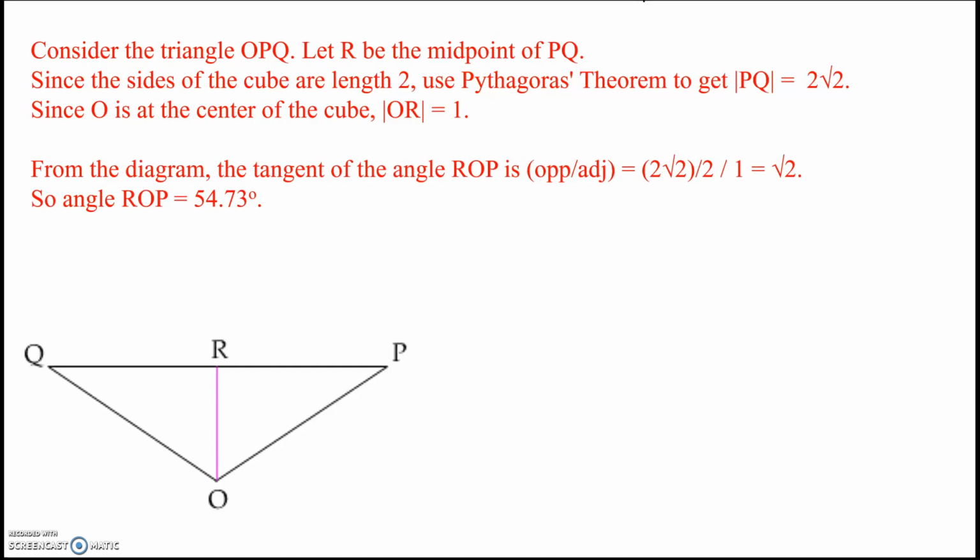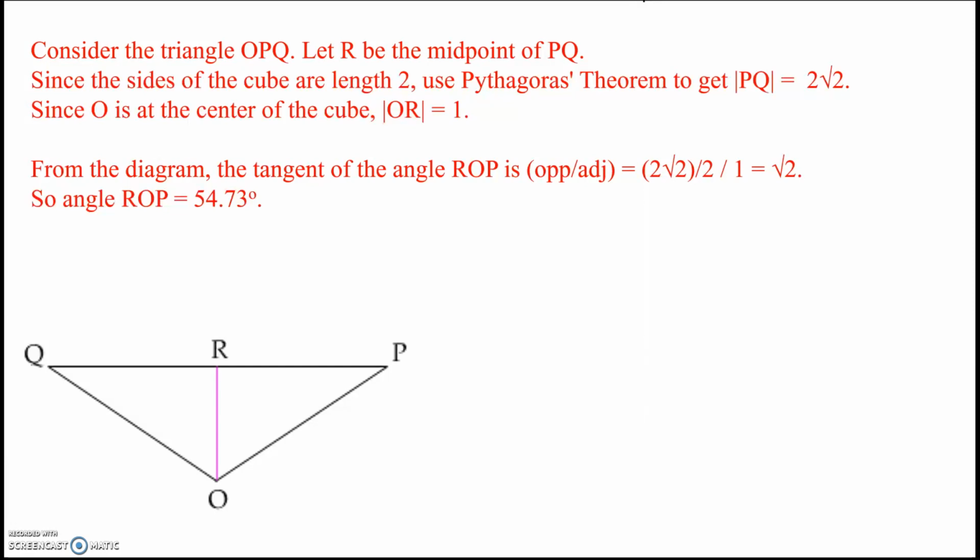And from this diagram, we can look at the tangent of the angle ROP. And that would be, of course, the tangent is the opposite over the adjacent. So I get 2 times the square root of 2 divided by 2, because I'm cutting it in half, divided by 1, the opposite over the adjacent. And that's just equal to the square root of 2.